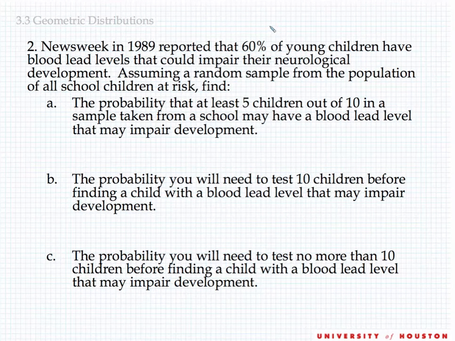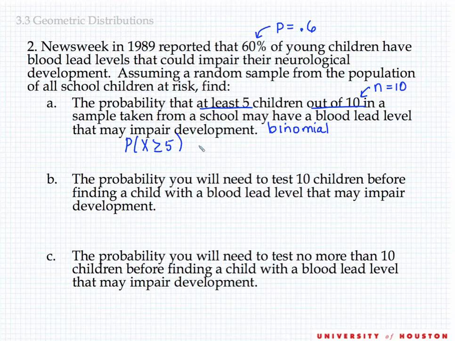In the introduction here, our probability of, quote, success is 60% or 0.6. Now in A, we're trying to find out the probability for at least 5 out of 10. So here we have a fixed number of trials. That makes this one a binomial distribution. So at least 5 means 5 or more. That's the same thing as 1 minus the probability of 4 or fewer.